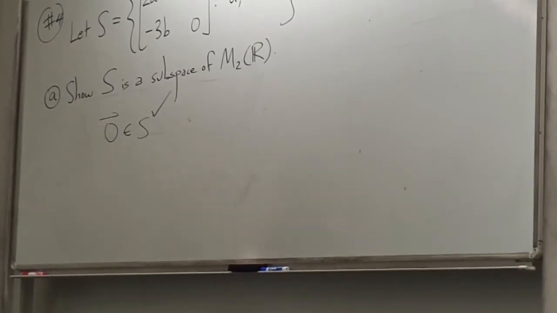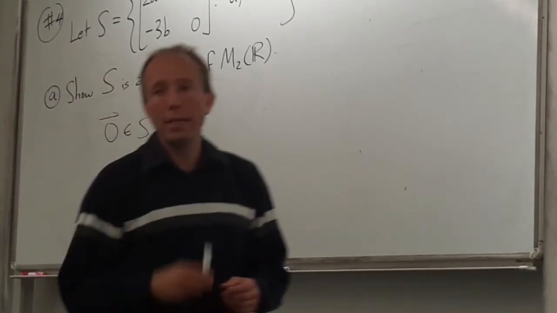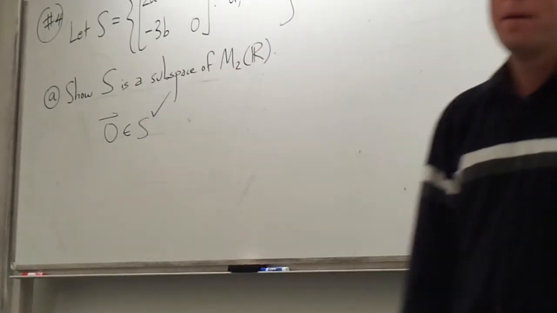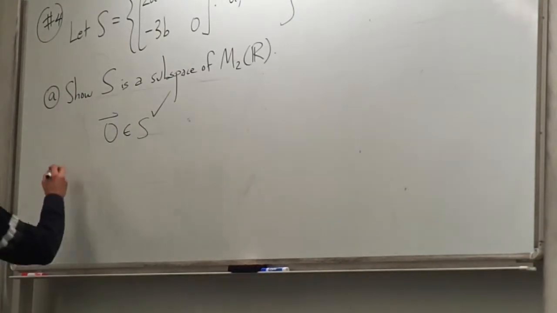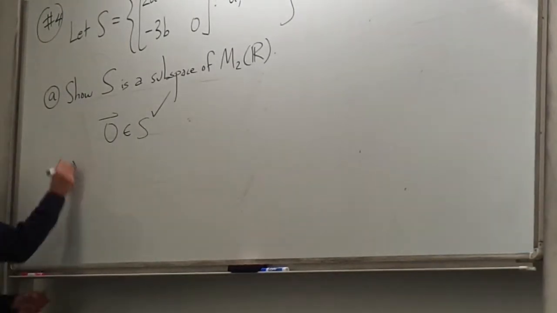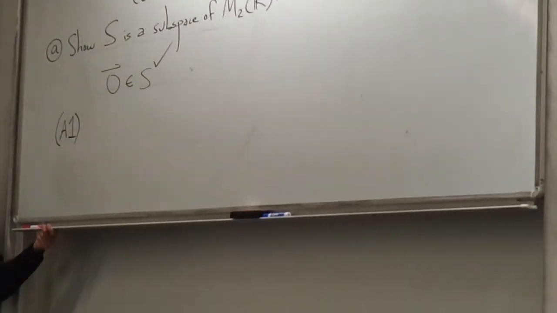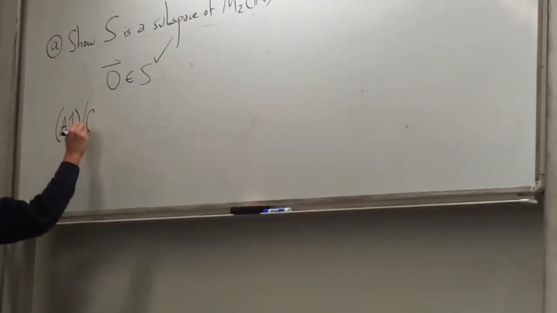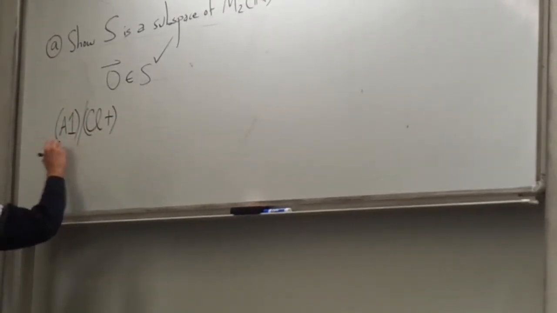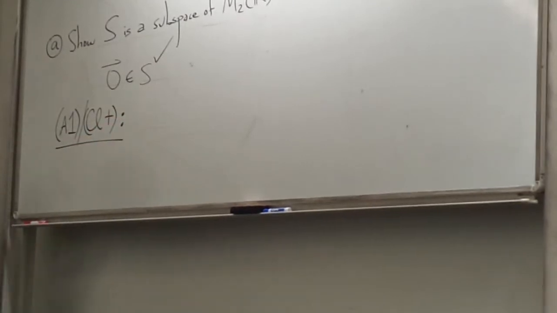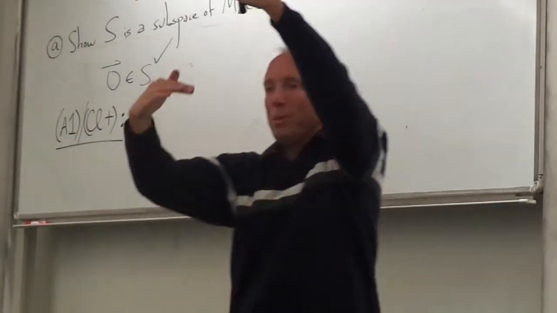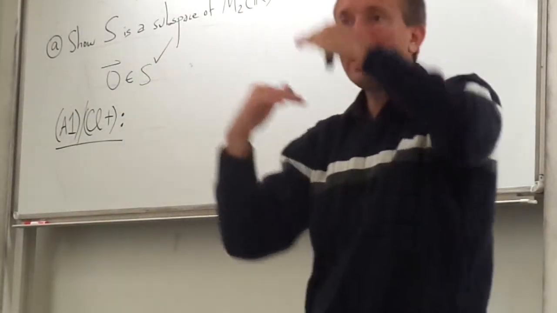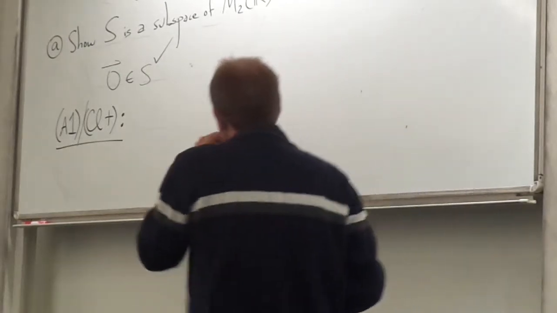After we've checked that, what would we do next? Let's say we've passed the zero vector test. Closure under addition. Very good. You can either write that as A1, which is the first axiom in the vector space definition, or sometimes I write that as CL plus. And again, help me out so I can grade your papers easily by separating the parts out. Closure under addition is separate from scalar multiplication.